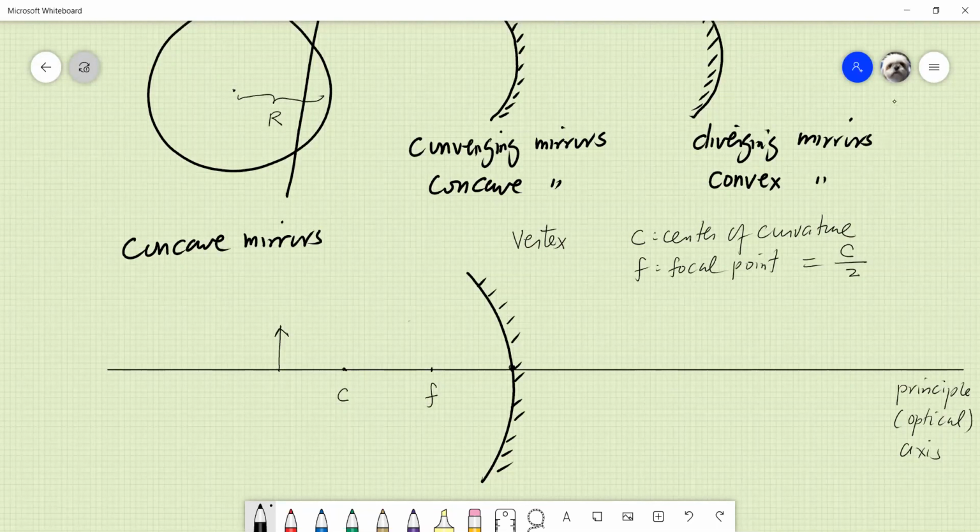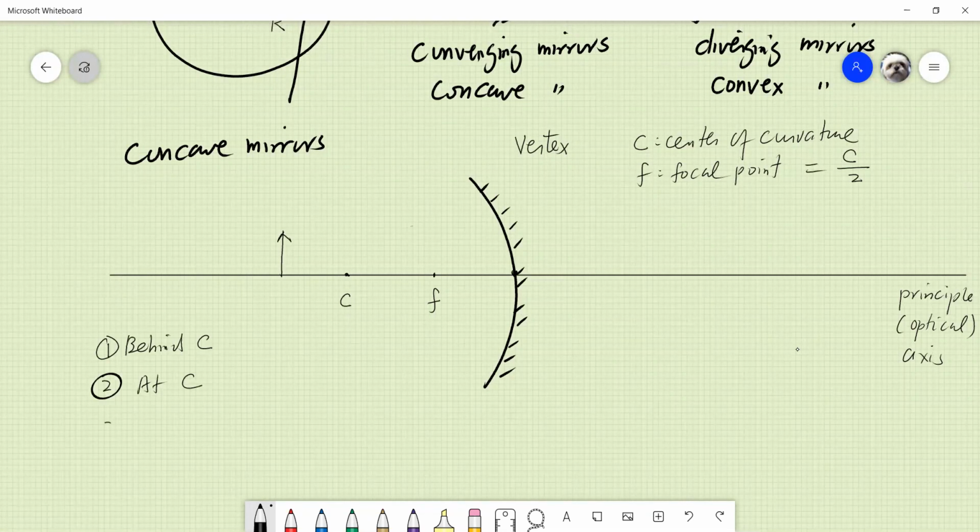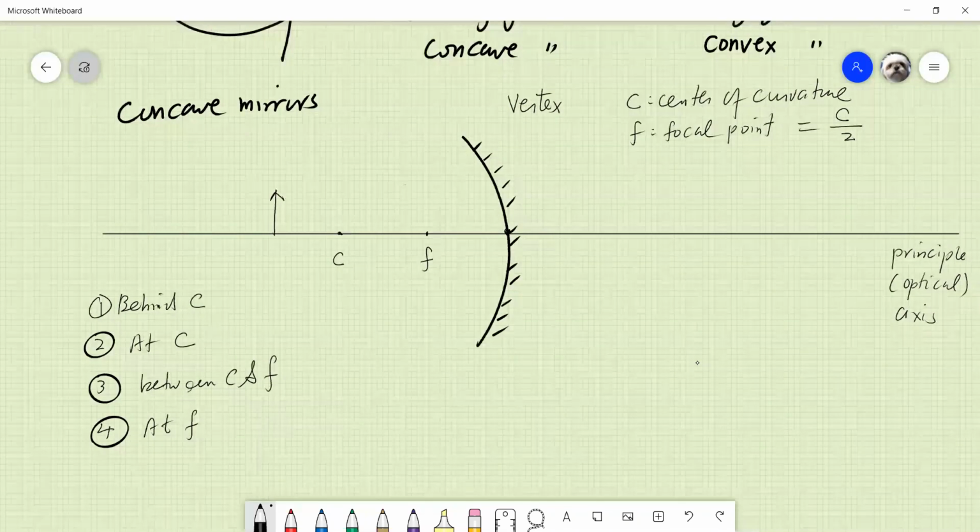the C. So for the location, I can put my object: 1, behind the C; 2, at C; 3, between C and F; 4, at F; and then 5 will be in front of F. So I have 5 locations I can put my object in, and the results are all different.